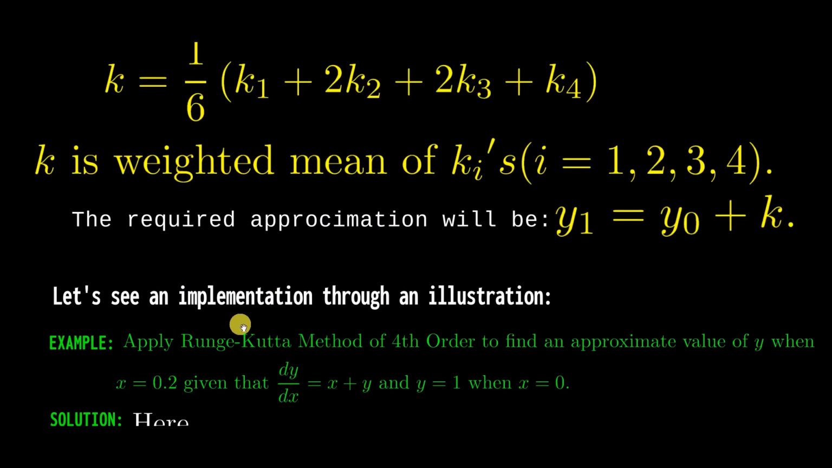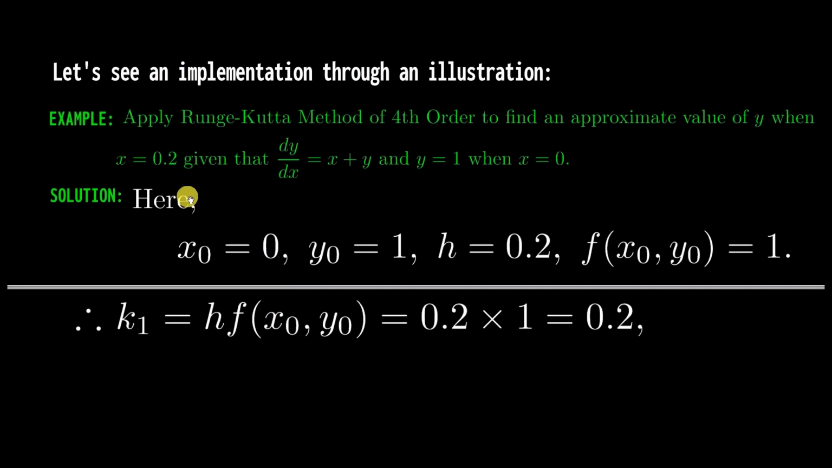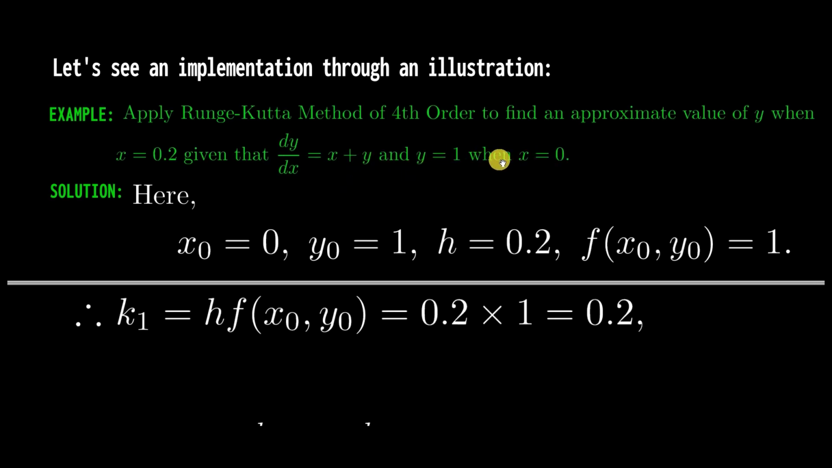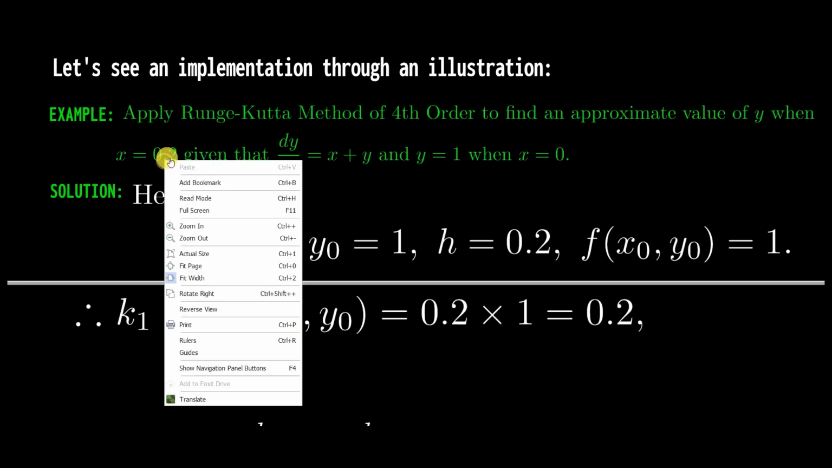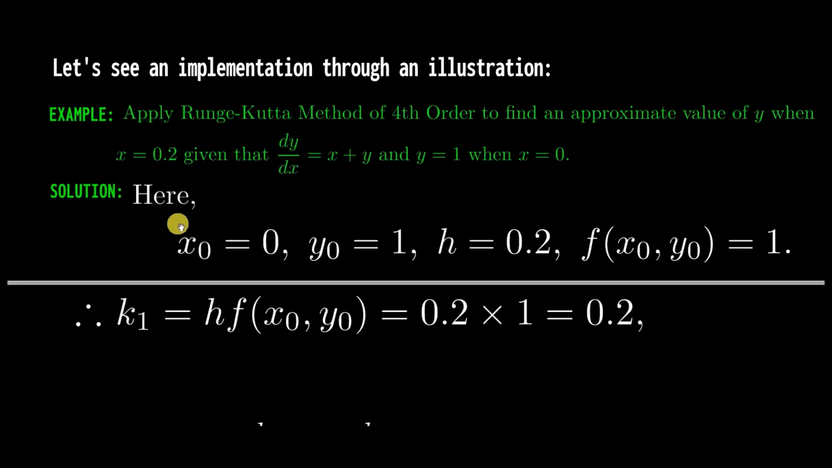Now let's see an implementation through an illustration. Apply Runge-Kutta method of fourth order to find an approximate value of y when x is equal to 0.2, given that dy by dx is equal to x plus y, and y is equal to 1 when x is equal to 0. Basically this y is equal to 1 is nothing but your initial condition. You are asked to find the value of y when x is equal to 0.2. Okay, so let's see how we proceed for the solution using this method.